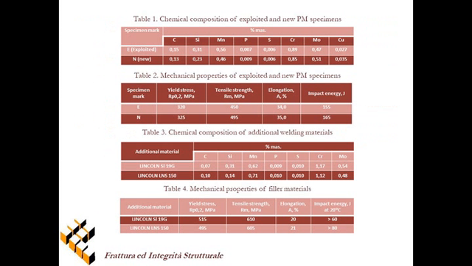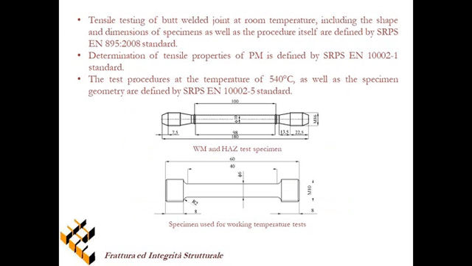540 degrees. Here we can see the chemical composition of the exploited and new parent material, as well as the additional welding materials and their mechanical properties. Tensile tests of butt welded joints at both room and working temperature were performed in accordance with the relevant standards that you can see here.